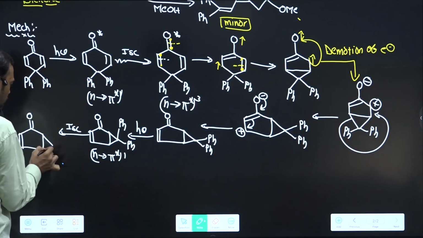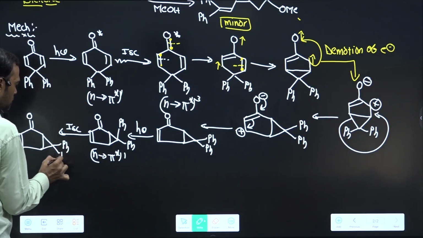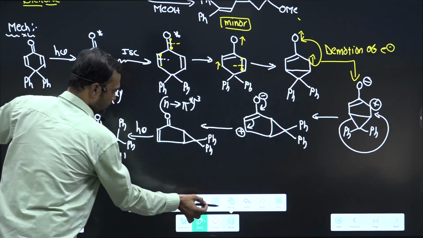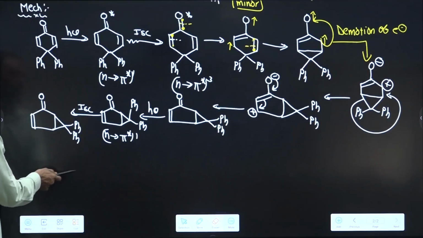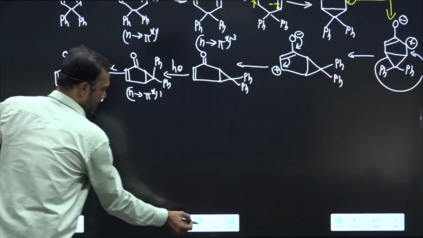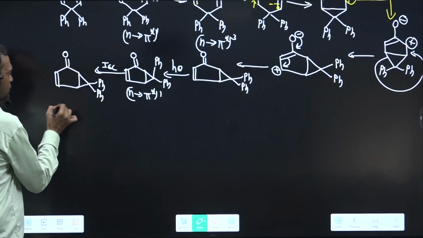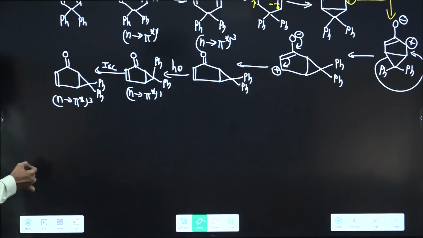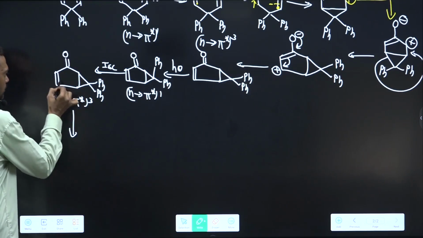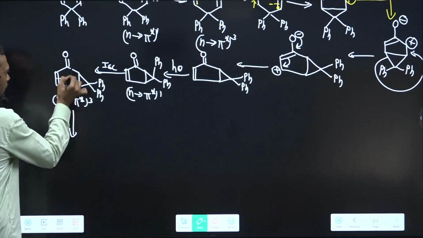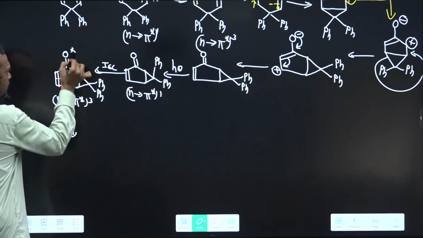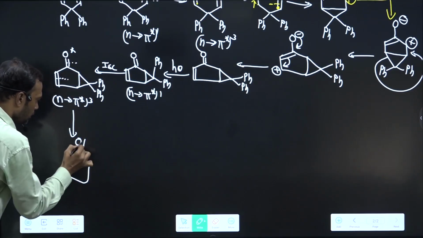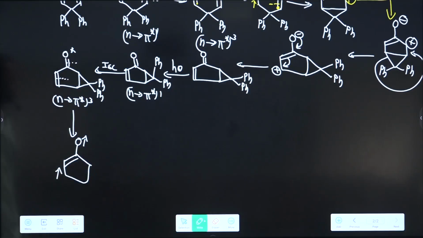Same one more time. Two phenyls will be on this position. So after getting this, see, this is n to pi star triplet. n to pi star triplet. Then what happens? See, break this bond. Photochemically activated. These two radicals are joined together, and here it will be clockwise and here also clockwise.